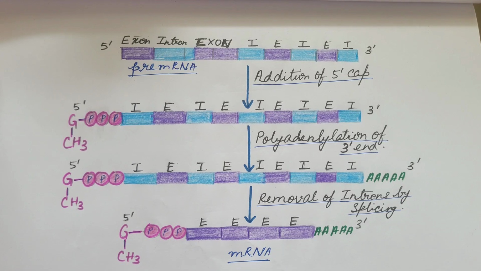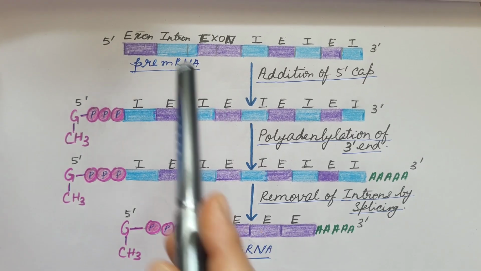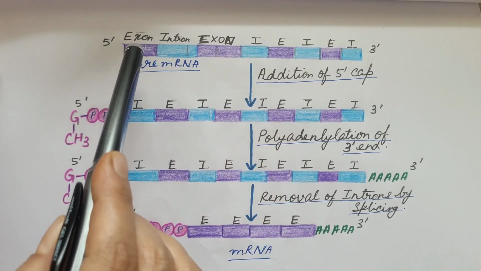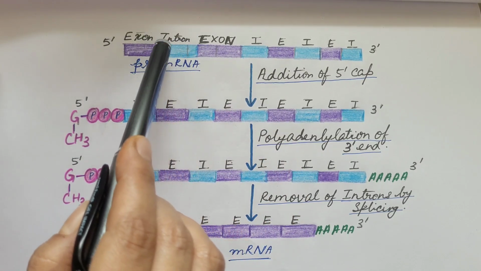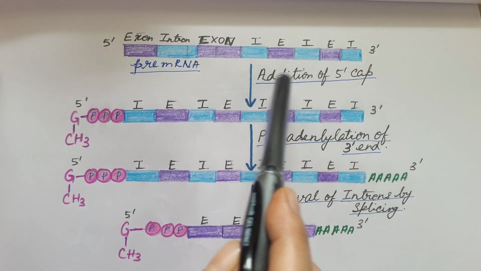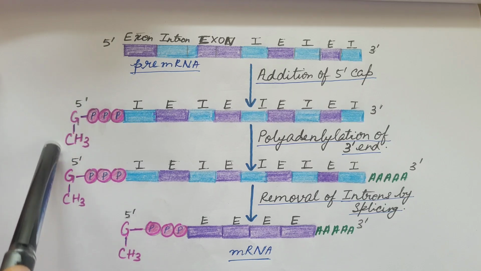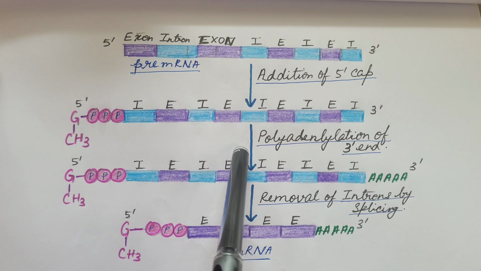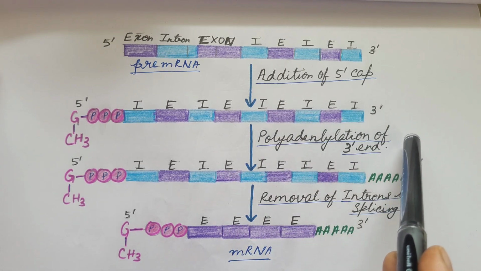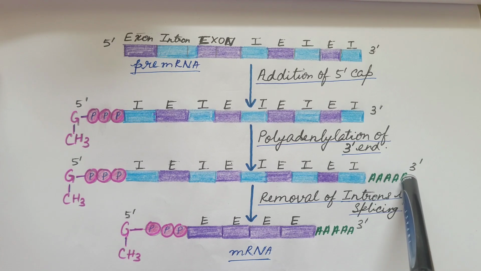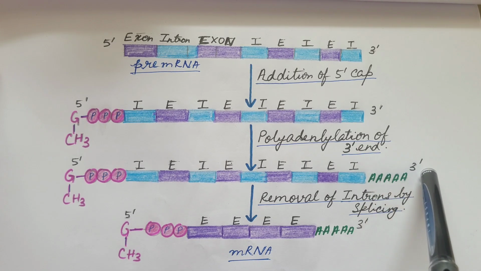Now let us understand post-transcriptional processing with the help of this diagram. This is pre-messenger RNA which has exons and introns. Exons are coding sequences and introns are non-coding sequences. So in the first step, a cap is added to the 5' end. This cap is 7-methyl guanosine triphosphate. Then in the next step, polyadenylation takes place at the 3' end. That is, 200 to 300 adenine residues are added to the 3' end.